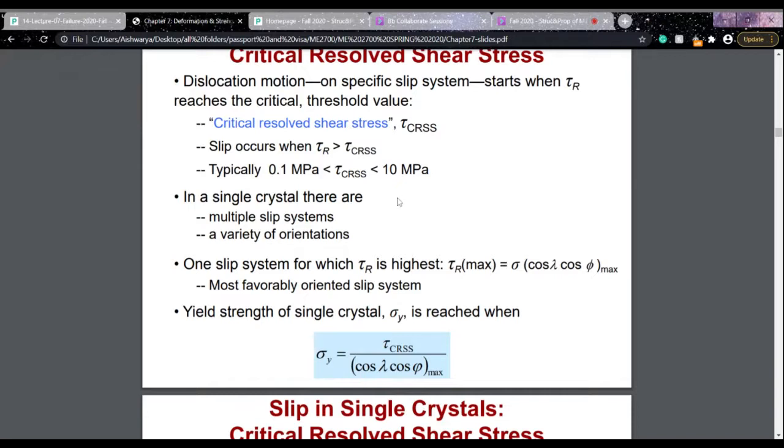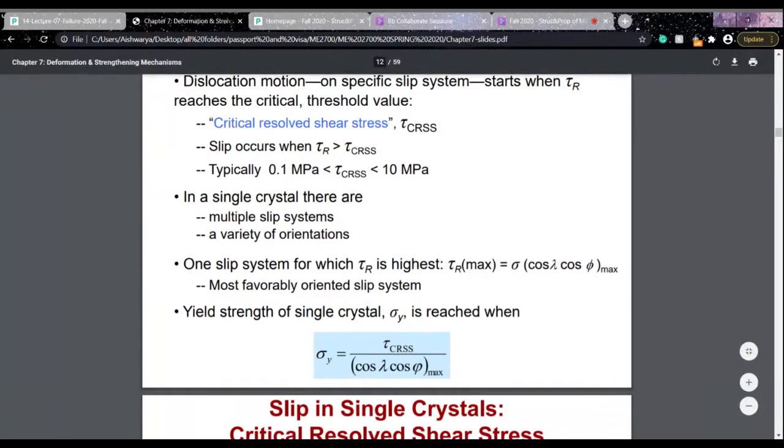and we can say that the slip occurs when the resolved shear stress is greater than this critical resolved shear stress value. And this critical resolved shear stress value will generally be between 0.1 MPa to 10 MPa.